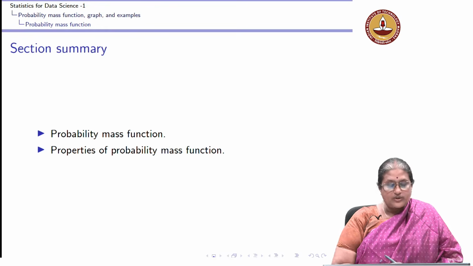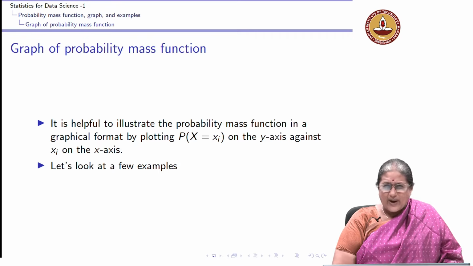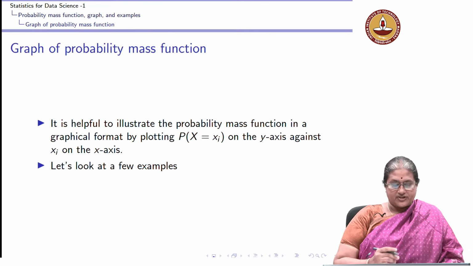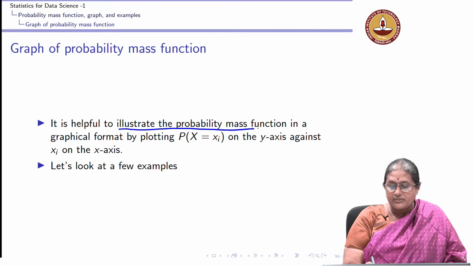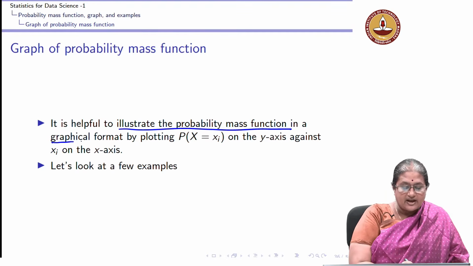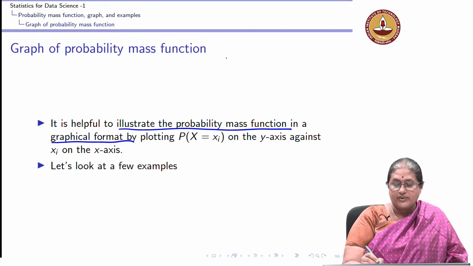Now, we go to the next thing: how can I graph the probability mass function? Why should I graph the probability mass function? It is always helpful to illustrate the probability mass function in a graphical format. What do I mean by a graphical format?